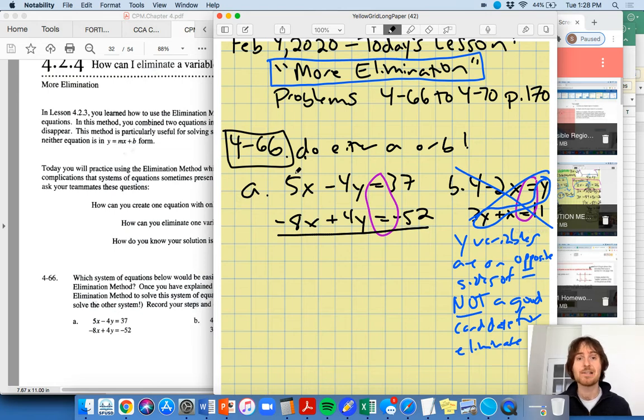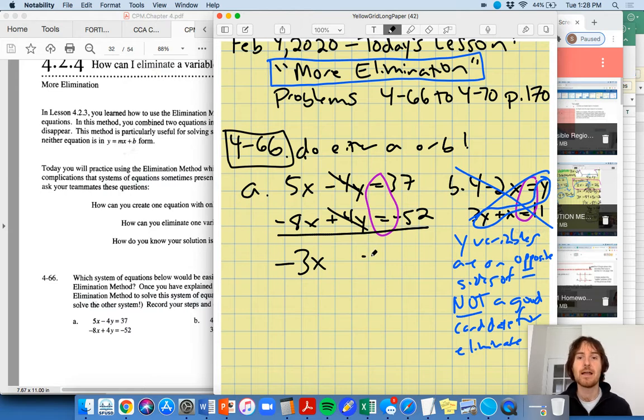5x minus 8x, well, we're taking away 8 from 5, right? So our sum is going to be negative. So we get negative 3x. Negative 4 plus 4 would be 0, right? Negative 4, that's added inverse there, brings me to 0. So that's where the elimination is. Those just eliminate right there. I don't even need to write y again. 0y just means 0. 0 times anything is 0.